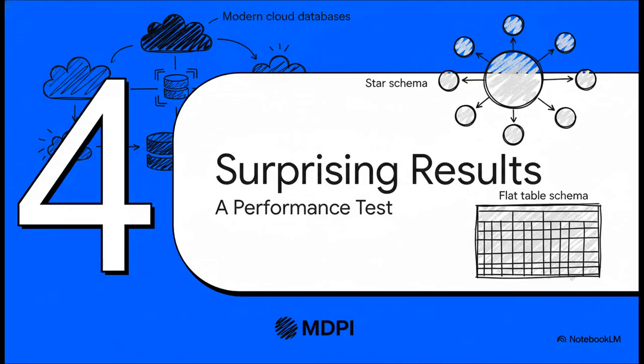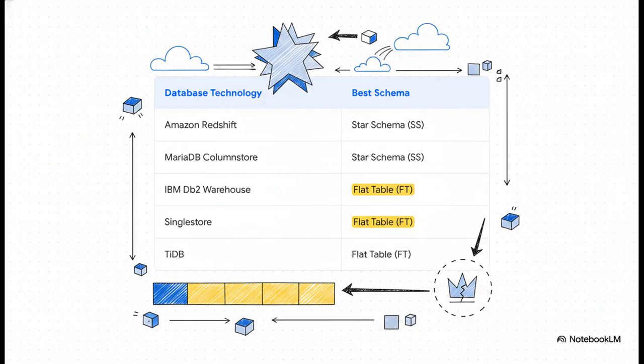Okay, so theories and feelings are one thing, but which one is actually faster today in the cloud? This is where it gets really, really interesting. An academic study put these two models head-to-head on modern cloud databases to see what would happen. And the results were not what a lot of people expected. For some of the big players, like Amazon Redshift, yeah, the traditional star schema was still king. But for a bunch of other modern systems, like IBM's DB2 Warehouse and SingleStore, the giant flat table was way, way faster. The golden rule was officially broken.